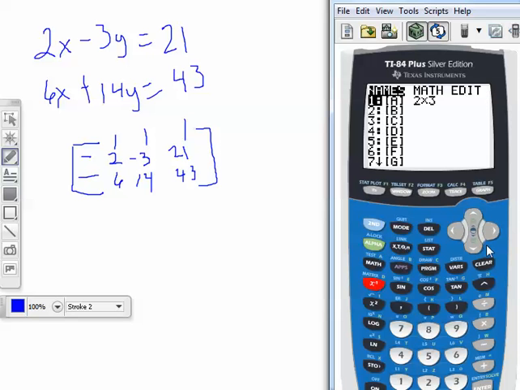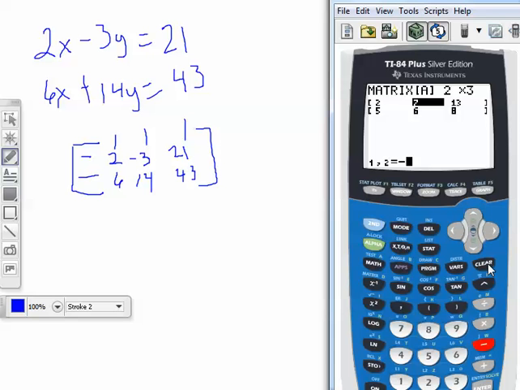Second, matrix, go over to A. Oh, look at what I'm doing this time. 2 by 3. That's 2, that's fine. 1 is 2, yep. And then this one, I'm going to clear it first. And then I'm going to put in here a -3.